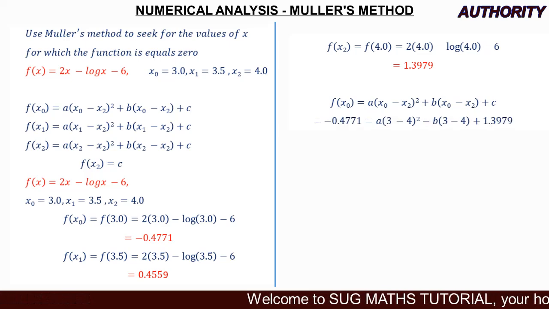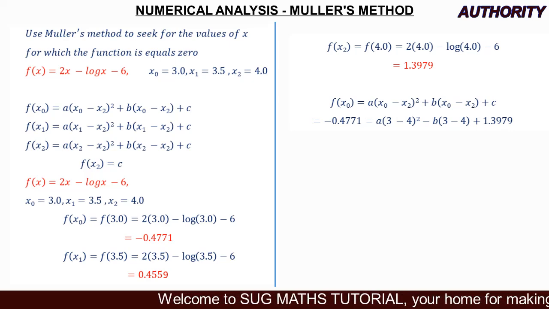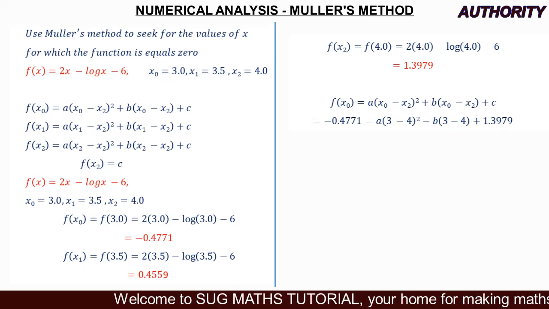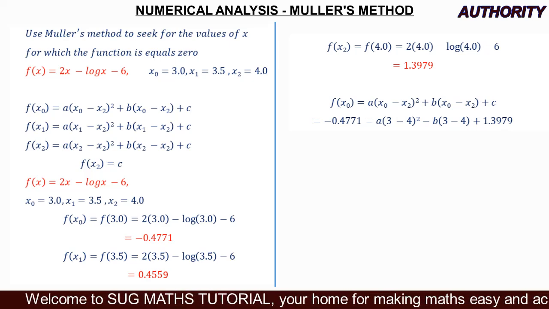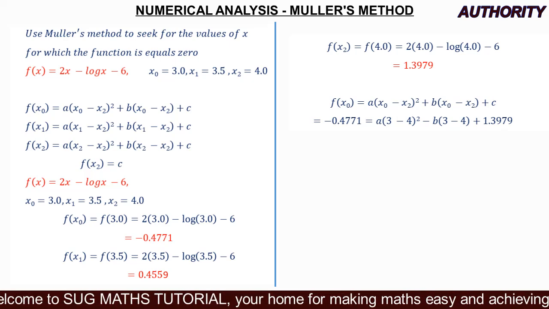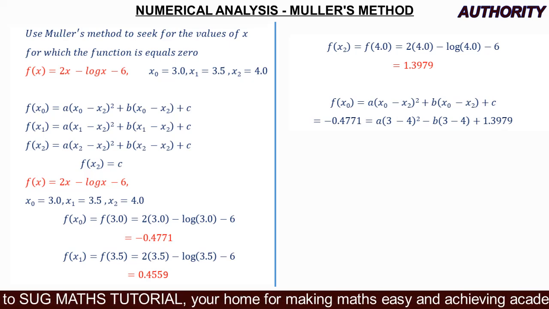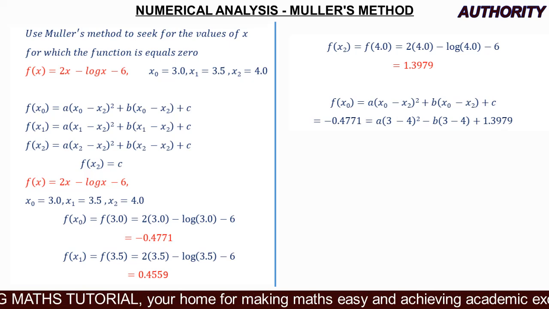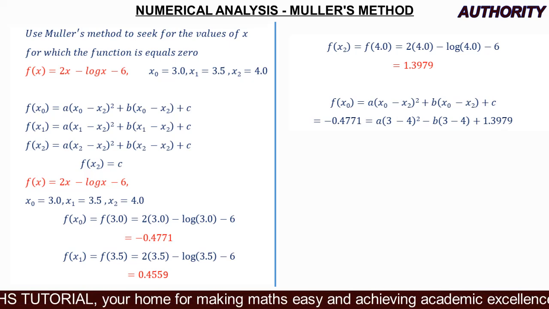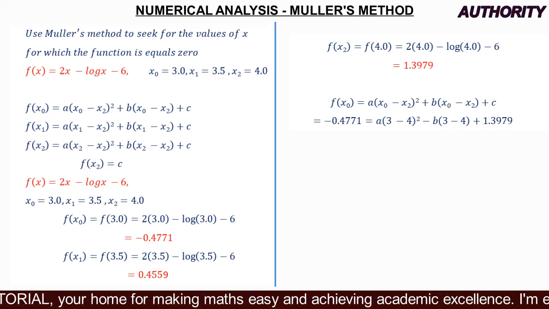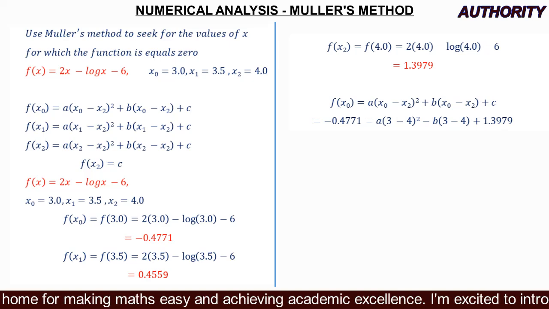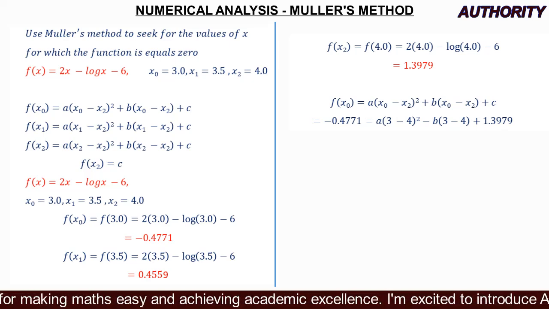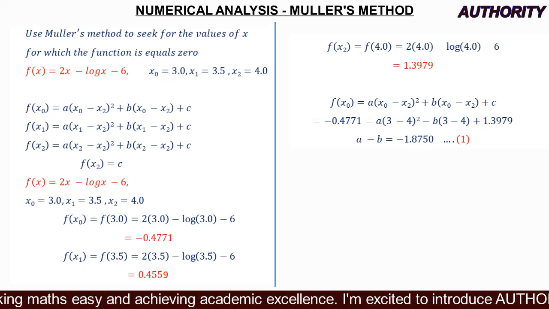So that means we're going to have minus 0.4771 is equal to a open bracket x naught minus x2, which is 3 minus 4, close the bracket squared, plus b, x naught minus x2, which is 3 minus 4, then plus c, and we say that c is f of x2. And what is our f of x2? F of x2 is 1.3979. So here we have plus 1.3979. Let's evaluate.